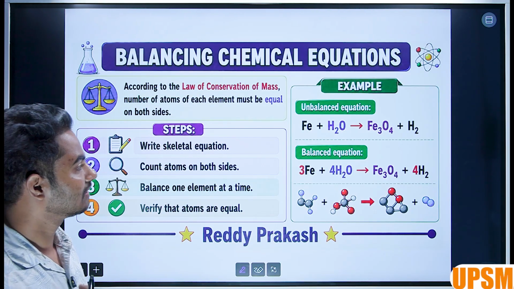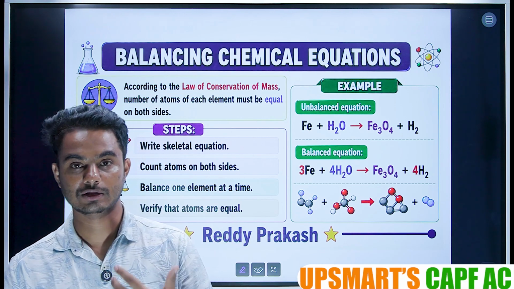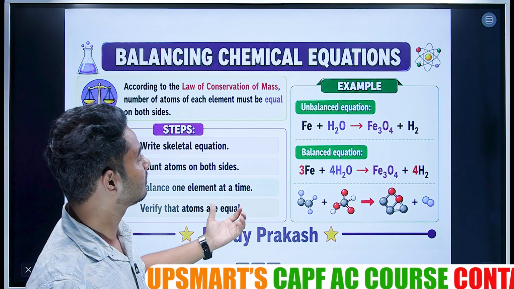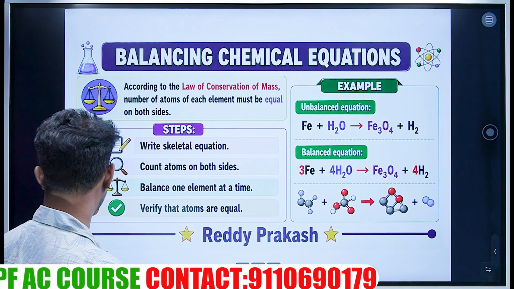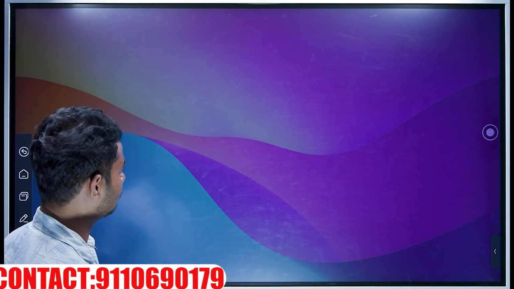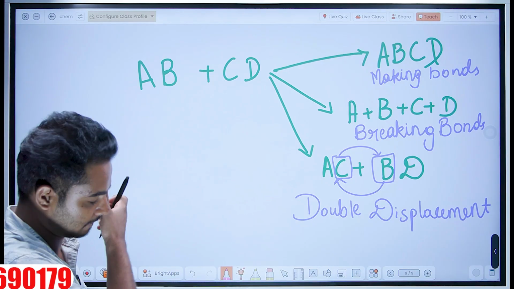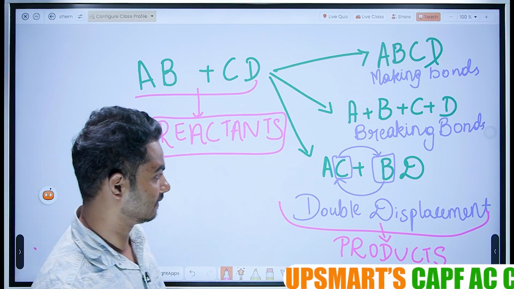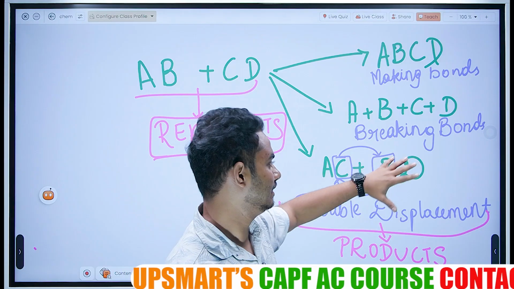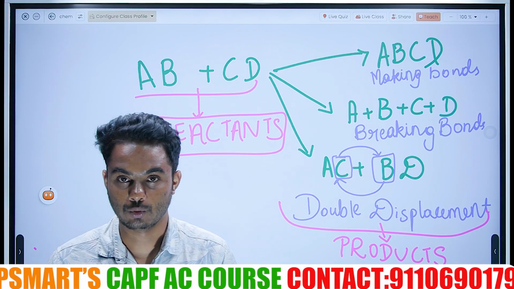Next, balancing an equation. How do you balance the equation? Before I tell you the steps, I'll tell you about balancing the equation. So before getting into that, let me take the whiteboard which I used earlier. See, there was ABCD. What you got as a result? ABCD. Why only this? Why not others?